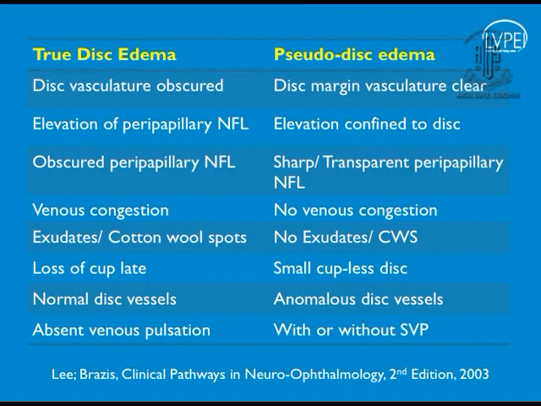So in the end, I would like to summarize the issues. When the question is distinguishing true disc edema versus a pseudo disc edema, the parameters which are most helpful are looking at the peripapillary nerve fiber layer, whether it is transparent or opaque. You should look at the disc vasculature, whether it is obscured or you can trace the vessels. You look at the pulsations. The pulsations are absent when there is raised intracranial pressure. And you look at other signs of edema like exudates, cotton wool spots and hemorrhages.